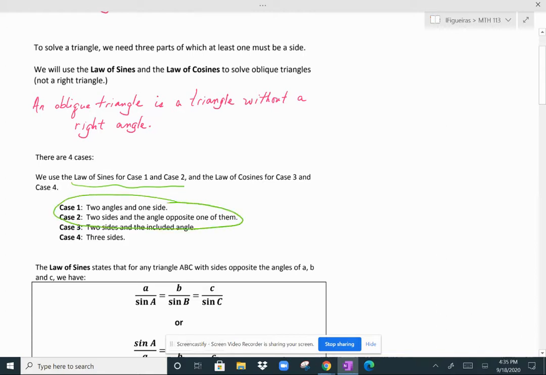Case one says that if you're given two angles and one side, you will solve this with the law of sines. And case two is that if you're given two sides and the angle opposite of one of those sides, then you can solve it by the law of sines.